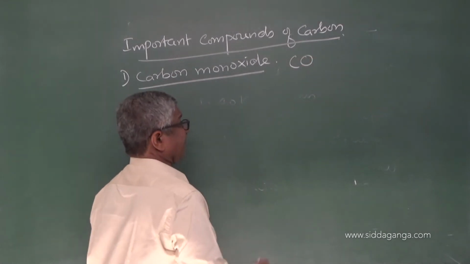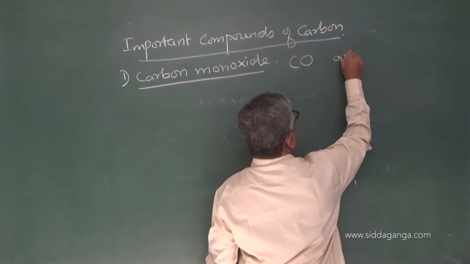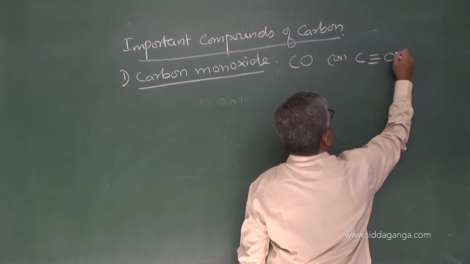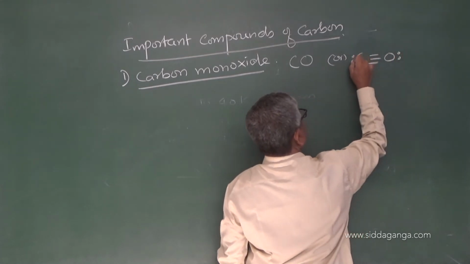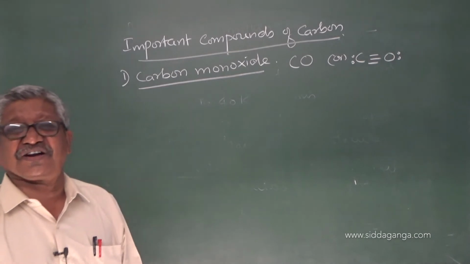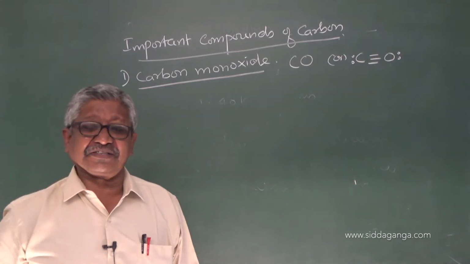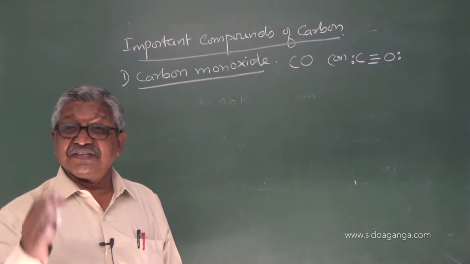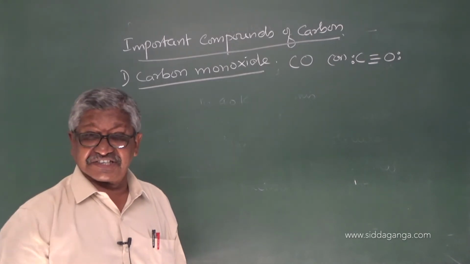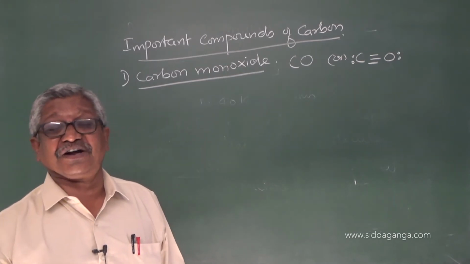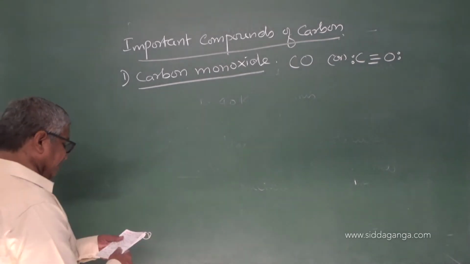The structural formula is C triple bond O, with one pair of electrons on carbon and one pair of electrons on oxygen. Remember this: the carbon pair of electrons is ready for donation and forms metal carbonyl compounds. Later we will see this again.